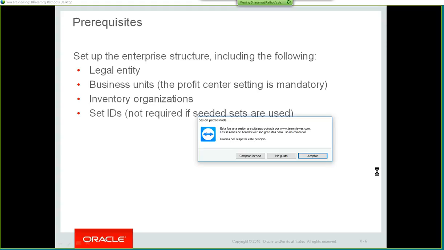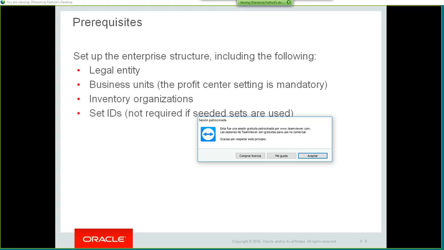Some of the prerequisites: we assume that you already have your enterprise structure set. And once you have your enterprise structure, we assume that you have already marked your business unit as the profit center business unit. If you go to enterprise structure or manage business unit functions, there will be a checkbox, and I presume that you have already done it in the foundation course.